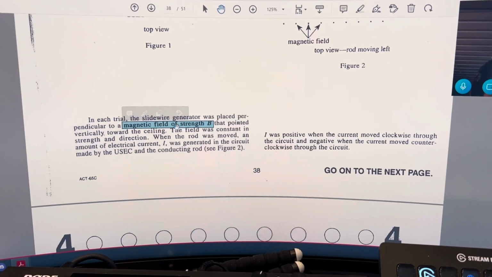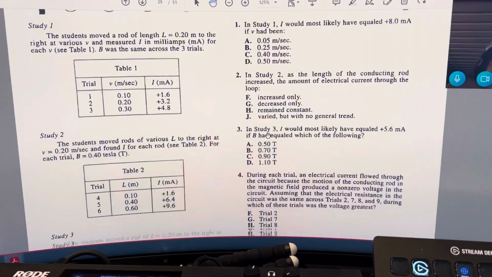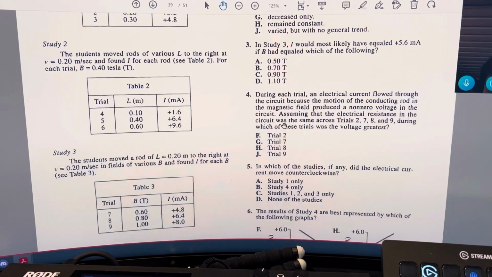Magnetic field. Okay. So the strength of the field, right? Strength of the magnet. Okay. So we can go down here, staying calm. All right. Here we go.